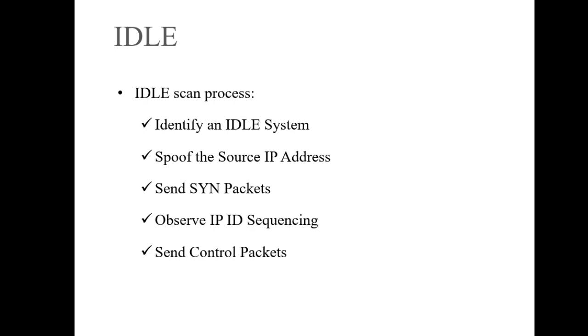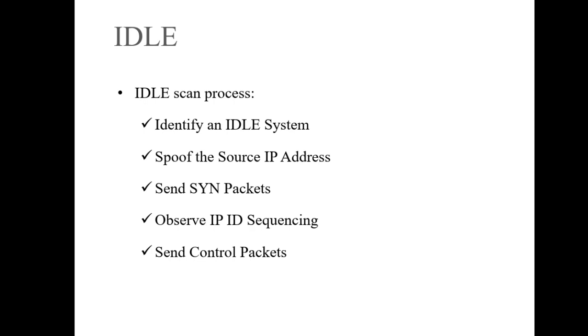Here is a step-by-step explanation of the idle scan process. First, identify an idle system. Second, spoof the source IP address. Next, send synchronize packets. Observe IP-ID sequencing, and the last one is send control packets.